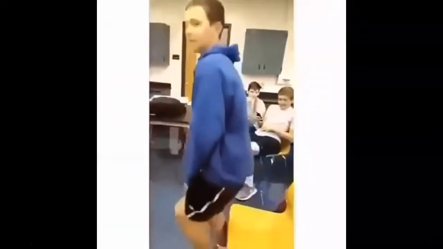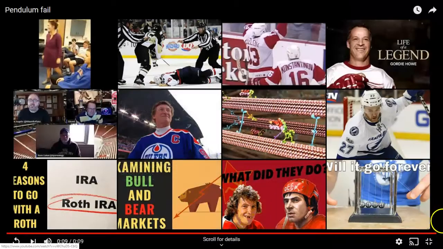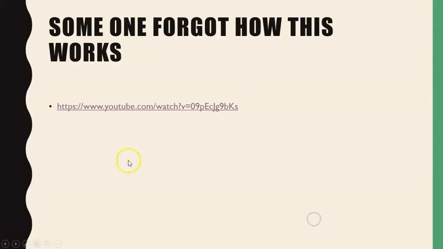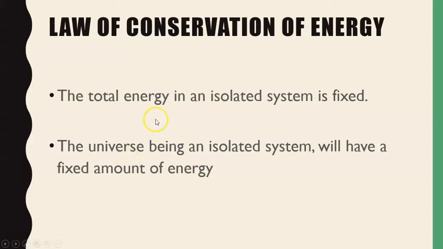Right, it comes up, but he stands up. Oops. Oops. Yeah, he forgot how that worked. Total energy in an isolated system is fixed.